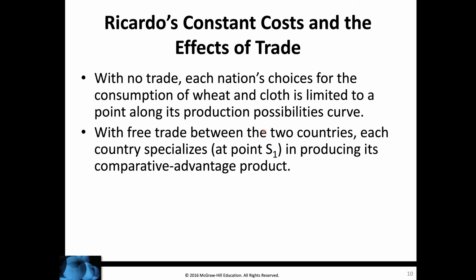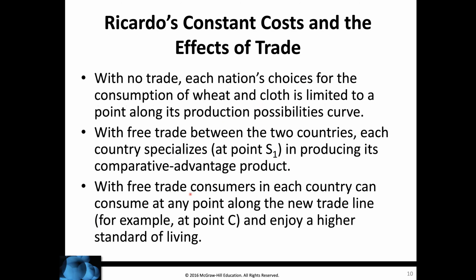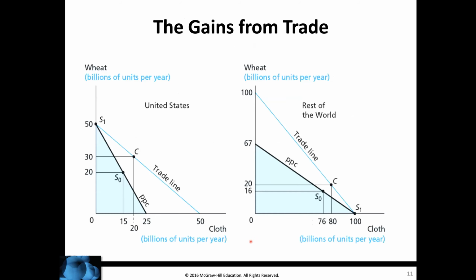But with free trade between the two countries, each country specializes at point S1, which we'll look at here in a second, in producing its comparative advantage product. With free trade, consumers in each country can consume at any point along the new trade line, for example, at point C, and enjoy a higher standard of living. So let's take a look at these. Now let's look at the production possibility curves for both the United States and the rest of the world.